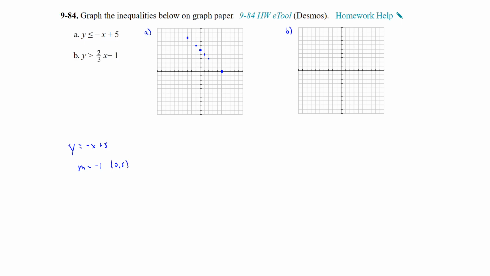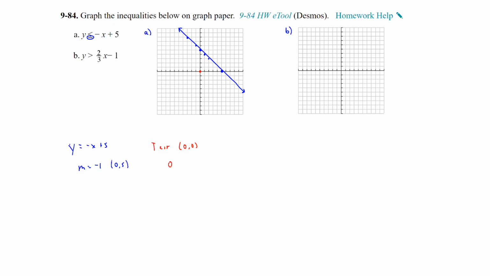Is the boundary line solid or dashed? It is solid because it's equal to, so that will be part of the solution. So we want to graph the line as a solid line. And then now we need to test a point to see where we should shade. And we will test the point 0, 0 as long as it's not on the boundary line.